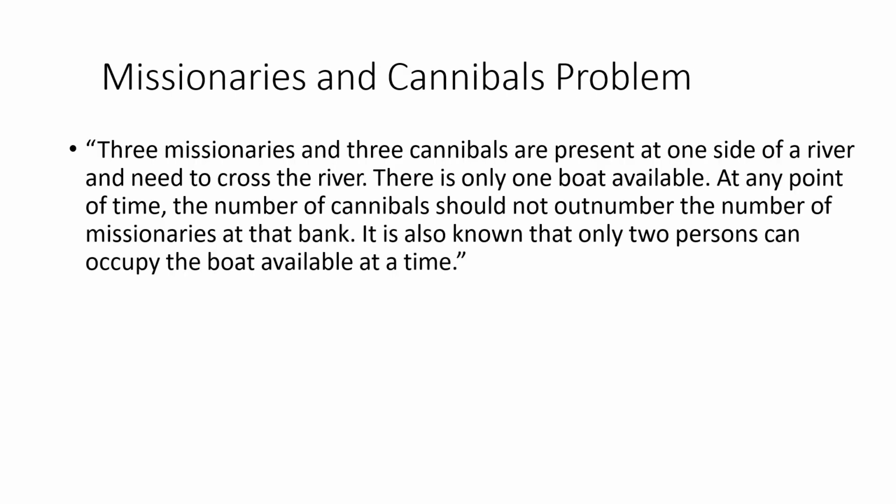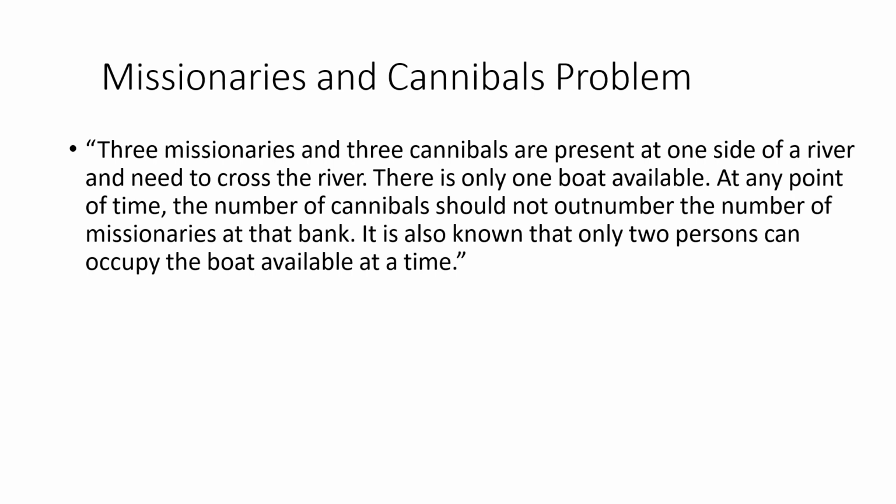Next we will see the missionaries and cannibals problem. So we will see the problem statement. 3 missionaries and 3 cannibals are present at one side of a river and need to cross the river. There is only one boat available. At any point of time, the number of cannibals should not outnumber the number of missionaries. It is also known that only 2 persons can occupy the boat at a time.